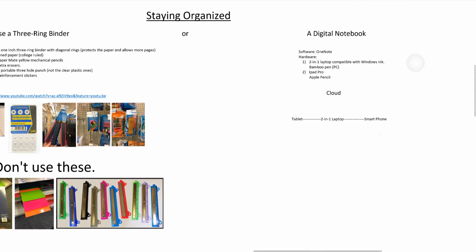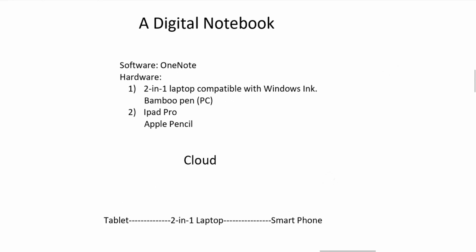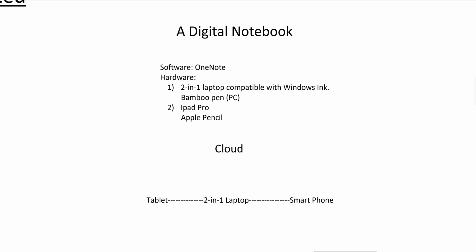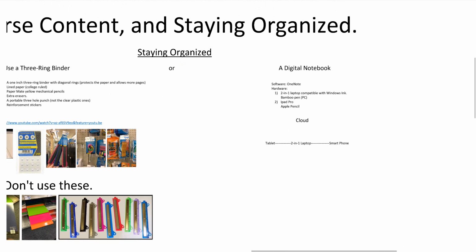Now, if you use a digital notebook, here are some suggestions. The software program that I use is OneNote. And OneNote is one of the programs that you get in Microsoft Office. The 4 primary programs in Microsoft Office are PowerPoint, Excel, Word, and OneNote. Now, a lot of people don't know what OneNote is. It's simply a note-taking program. What you're seeing here, what you've been watching in this video, is OneNote.